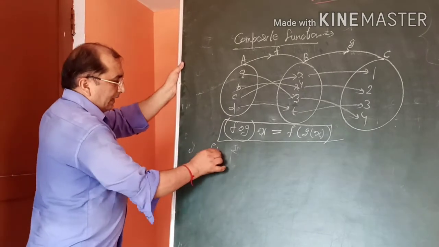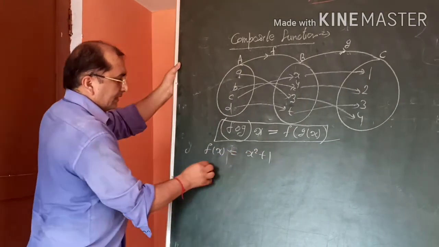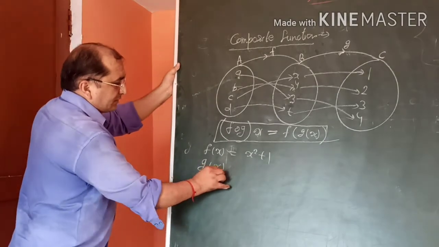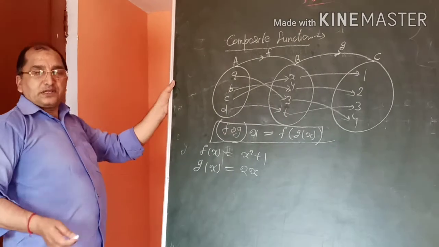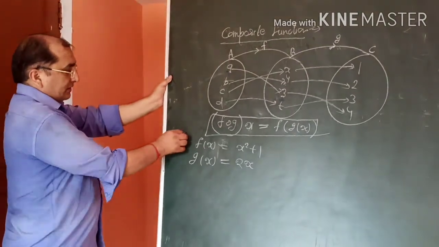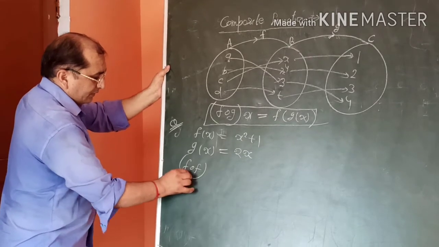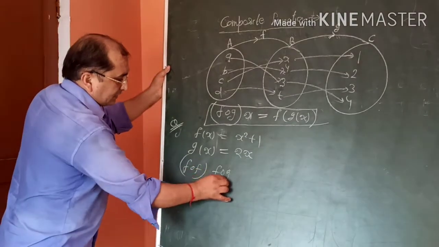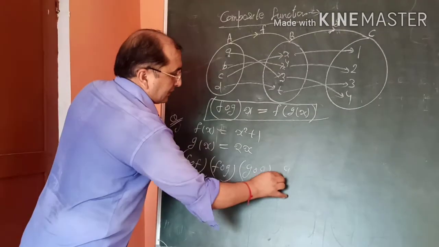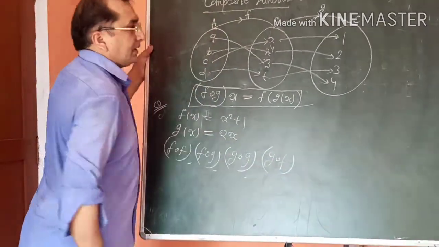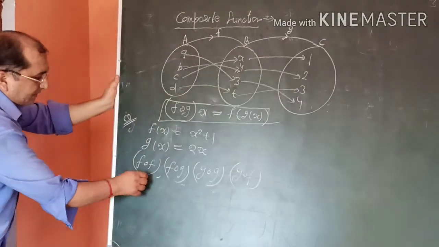Suppose f of x is given to us as x square plus 1, and g of x is defined in such a manner that it is 2x only. So suppose the question has been given. This is an example question also. Find f o f, f o g, g o g, g o f. And how can we solve these? Now see the solution of this concept.